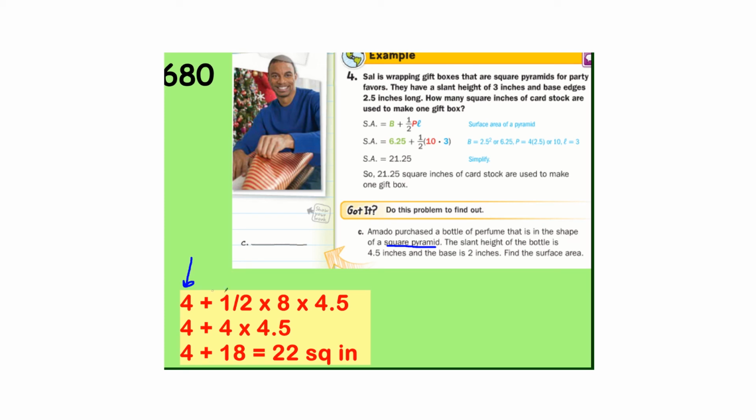Okay, now here's the formula. Half of the perimeter times the lateral height. The perimeter, we have 2, 2, 2, 2, so we have our 8. Lateral height is 4.5, so half of 8 is 4. So 4 times 4.5 is 18, plus your 4, and the answer is 22 square inches.